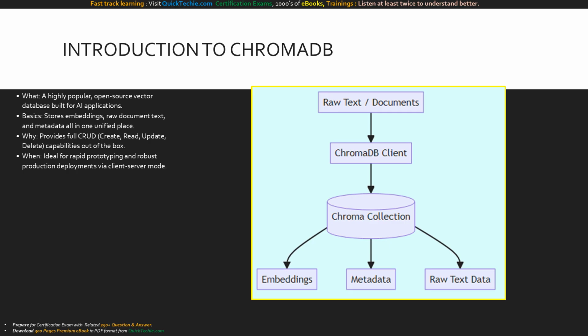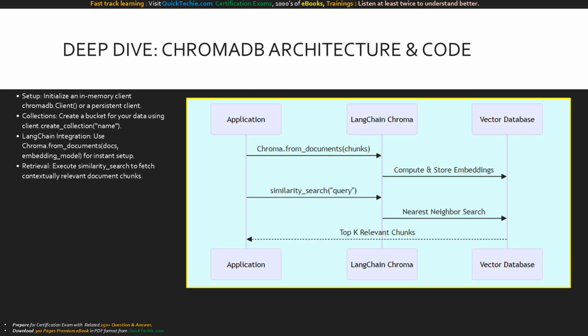This architecture diagram visualizes how ChromaDB simplifies your data layer. Raw text and documents are ingested through the ChromaDB client. Instead of splitting your data across multiple systems, everything is routed into a Chroma collection. Inside this single collection node, Chroma intelligently stores the mathematical embeddings, the descriptive metadata, and the raw text data side by side. This unified approach eliminates the headache of synchronizing separate databases and allows developers to focus purely on building their AI logic. Let's dive into how we integrate ChromaDB with actual code.